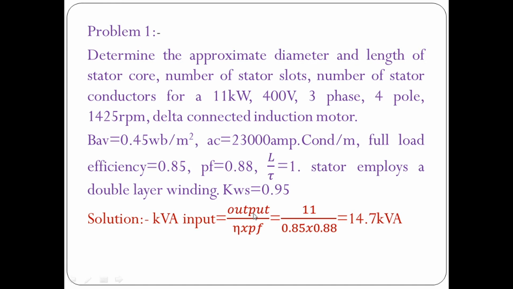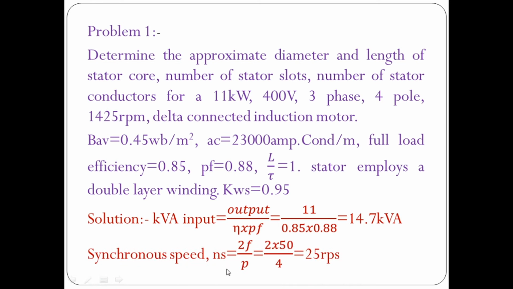We need the value in kVA, so you can directly write the output in kilowatt, that is 11 kilowatt, divided by efficiency, which gives the input of the induction motor, into power factor. Then you get the kVA input. So 11 kilowatt divided by efficiency 0.85 and power factor 0.88 gives 14.7 kVA. That is the kVA input of the induction motor.